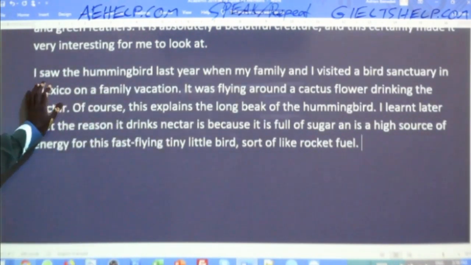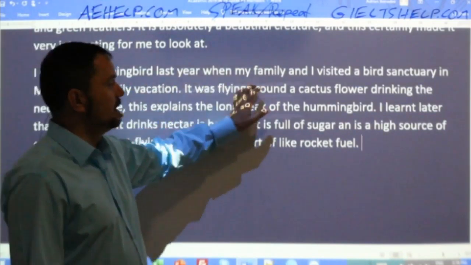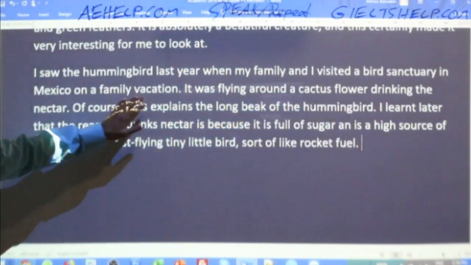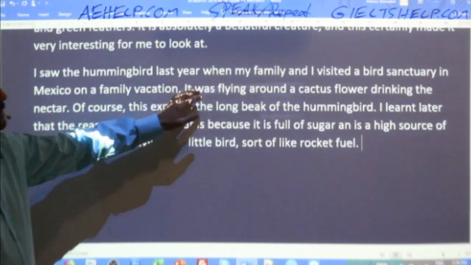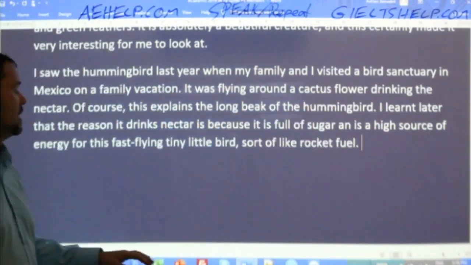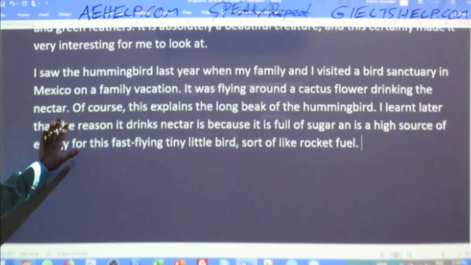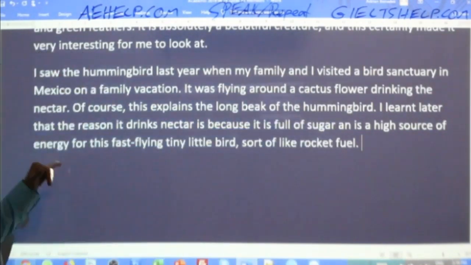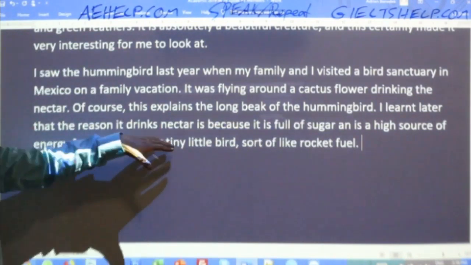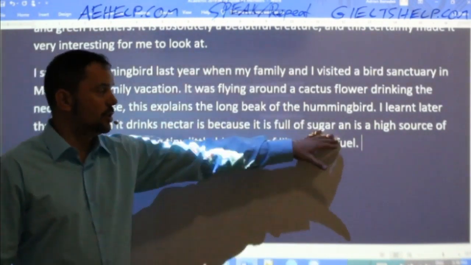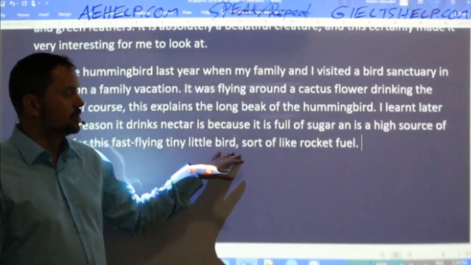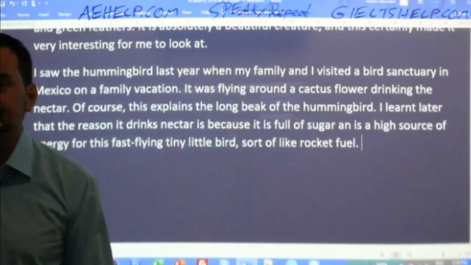Repeat after me. I saw the hummingbird last year when my family and I visited a bird sanctuary in Mexico on a family vacation. It was flying around a cactus flower, drinking the nectar. Of course, this explains the long beak of the hummingbird. I learned later that the reason it drinks nectar is because it is full of sugar and is a high source of energy for this fast-flying tiny little bird, sort of like rocket fuel.